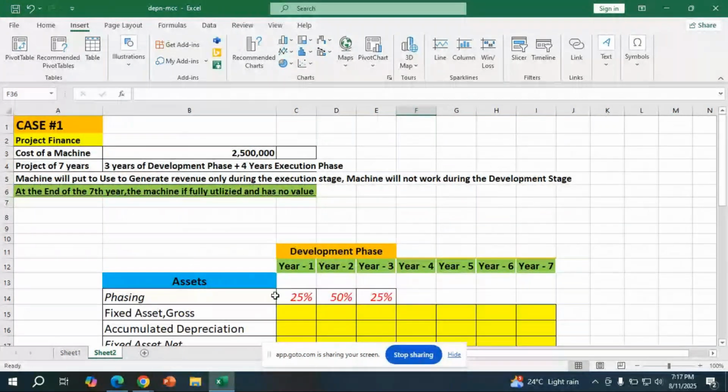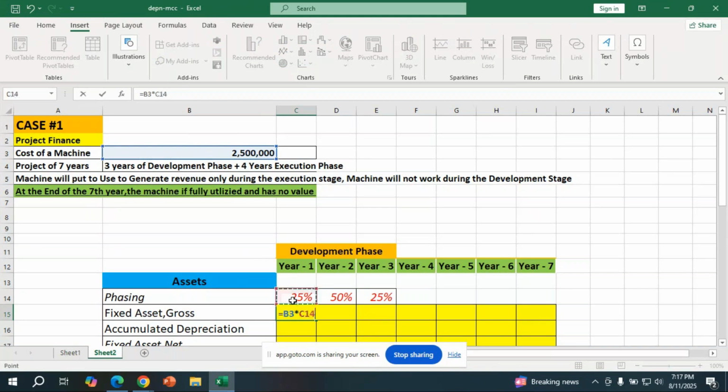Now, first of all, what is the total cost of the machine? It is 25 lakhs. Now, in that 25 lakhs, in year one, 25% of it is applied. So the value of the fixed asset is 25 lakhs, and out of that, 25% is put for year one. So what you're going to do is equals to 25 lakhs into 25%, which is 6 lakh 25,000.